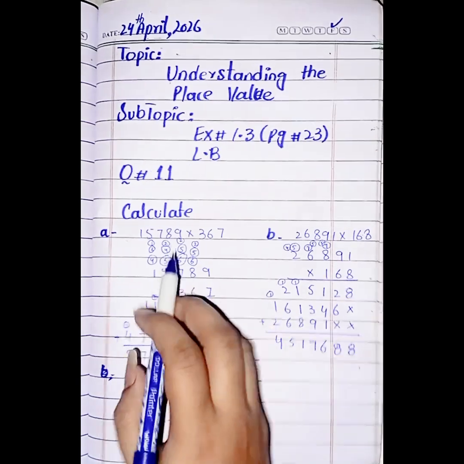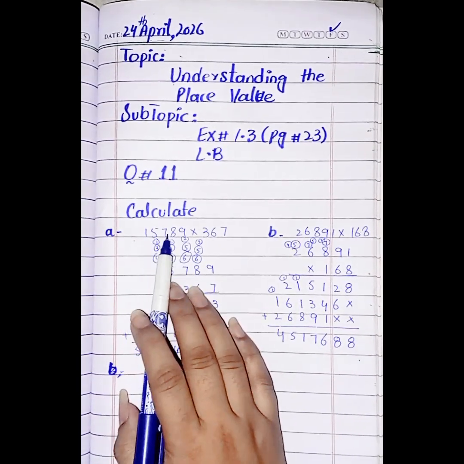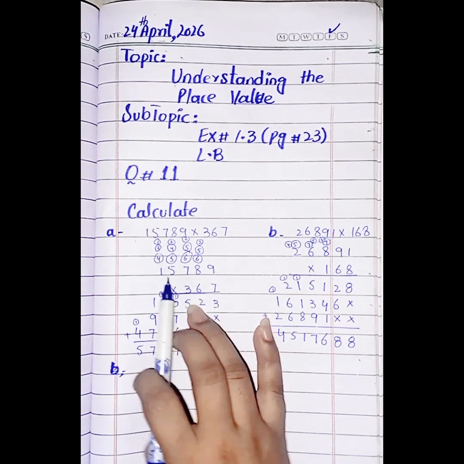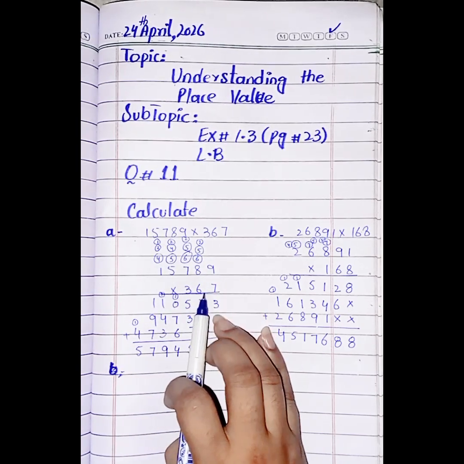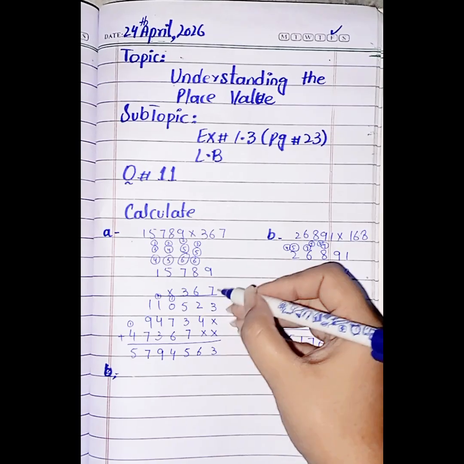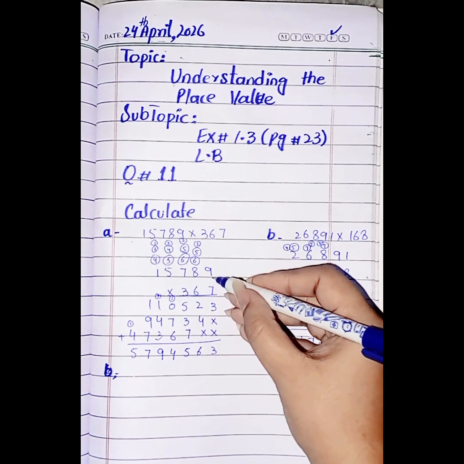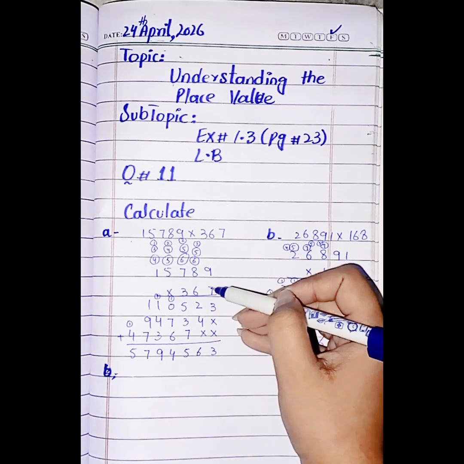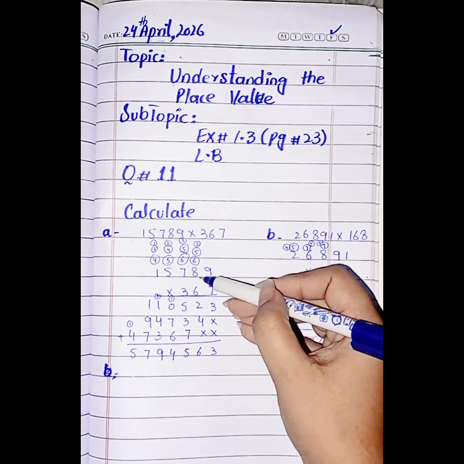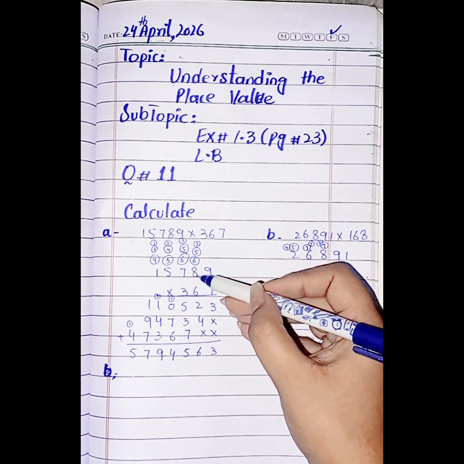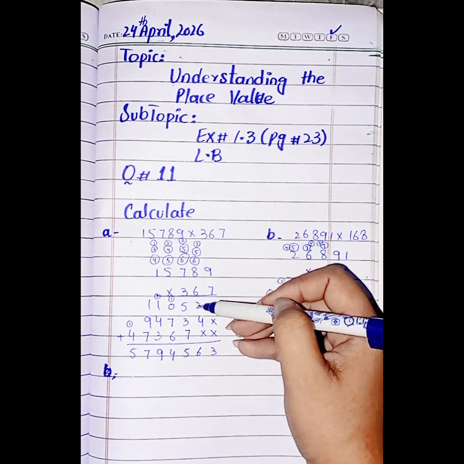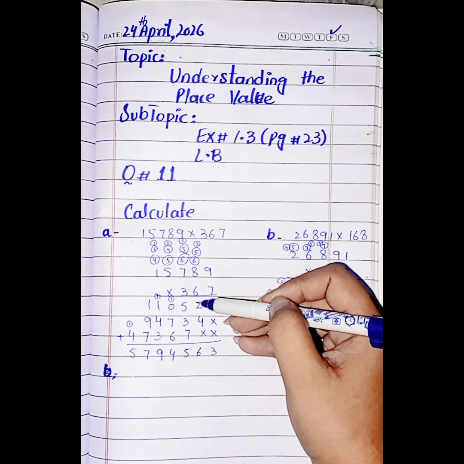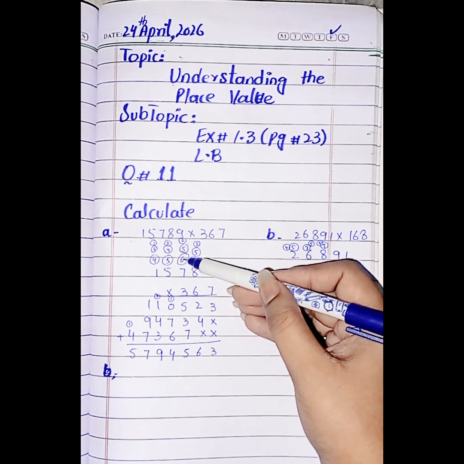Look at part A. 15,789 multiplied by 367. First of all, write these numbers and now learn the table of 7. 7 nines are 63. Write 3 here and 6 will be the carry. Now 7 eights are 56. Adding 6 to 56, we get 62. So write 2 here and 6 will be the carry.